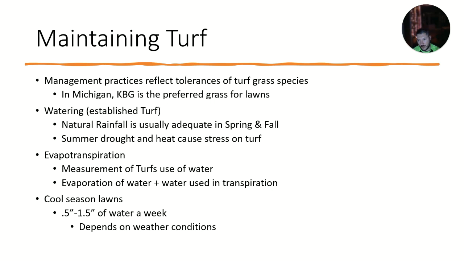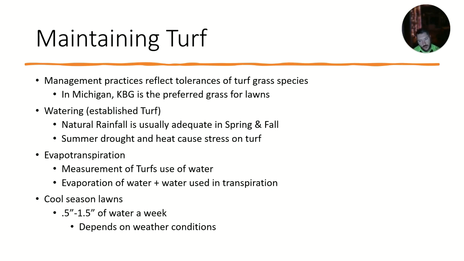What does it require? Well, generally speaking, natural rainfall is usually adequate in the spring and fall, but summer drought and heat can cause stress on the turf. So we might have to implement watering and irrigation in the summer. There's a term called evapotranspiration, and that is the measurement of turf's use of water. It's evaporation of water plus what is used in transpiration.